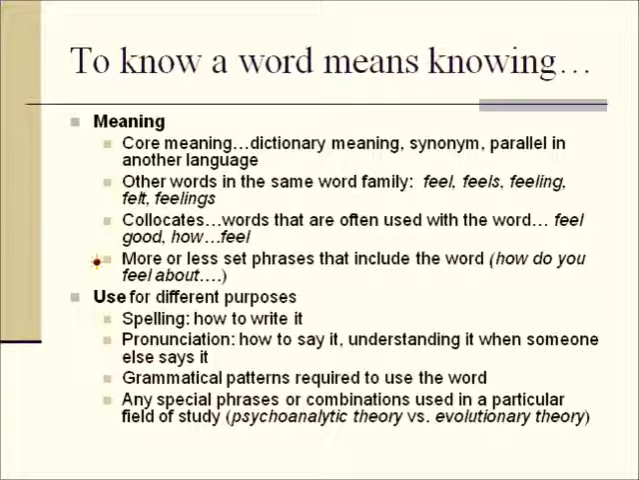The use for a word is how do you spell it, how do you say it, how do you understand it when somebody else says it, the grammatical patterns required to use the word, and then any special phrases or combinations used in a particular field of study. So the word theory in the psychology course is likely to be something like psychoanalytic theory, but over in the biology course, students are going to be hearing about evolutionary theory. So knowing a word means more than knowing the core meaning. It means all of these other things too.